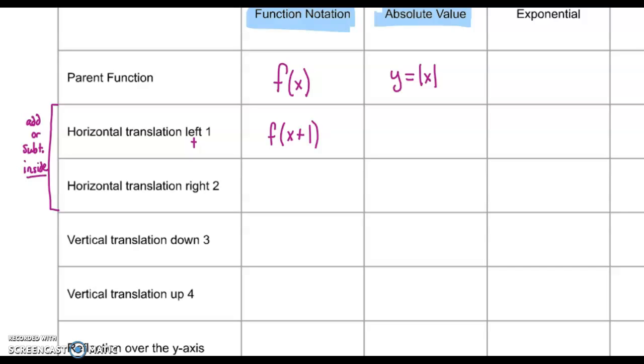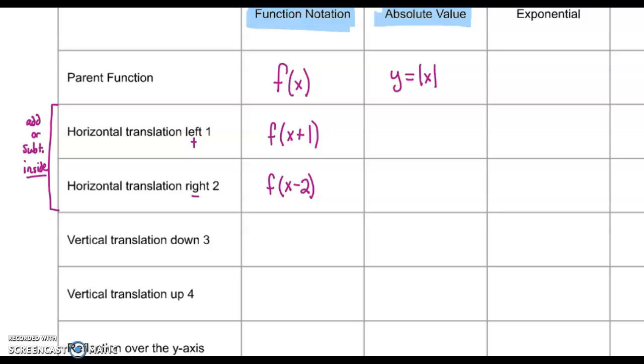So if left is adding, right is subtracting. And it feels backwards. To me, right feels like it should be adding, but it is subtracting. I'll show you why as we continue. So how I would show right 2 is by writing x minus 2. That means to the right 2. Okay, so let's look at that on an equation.